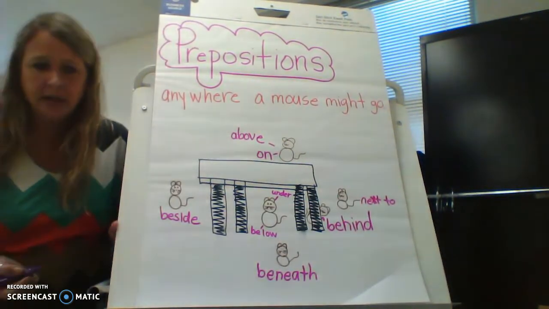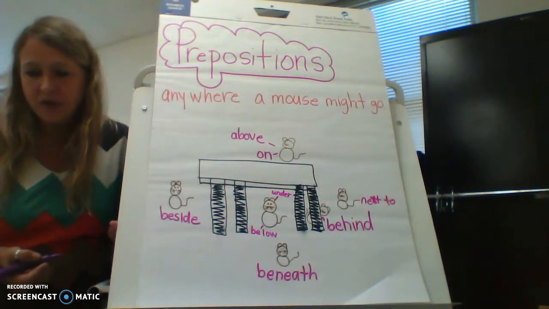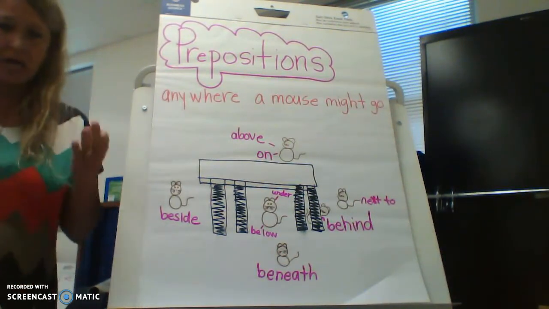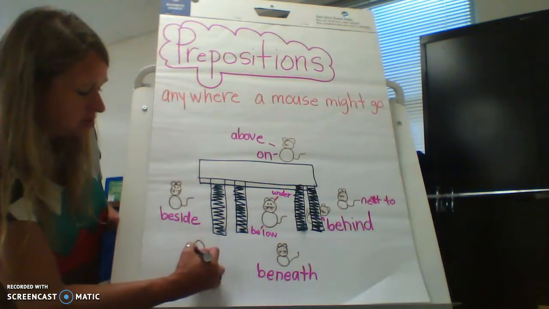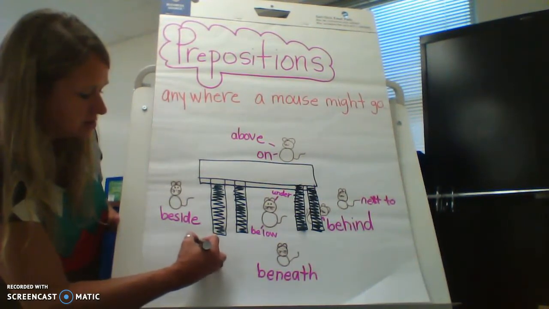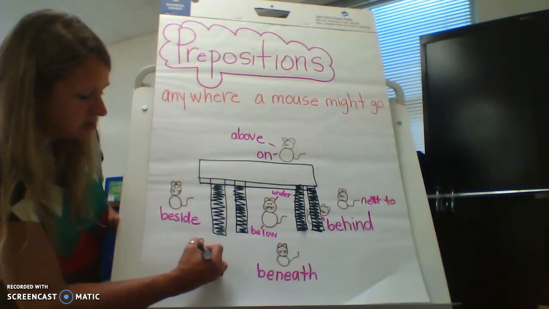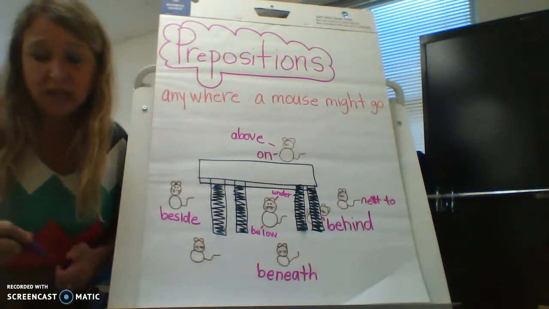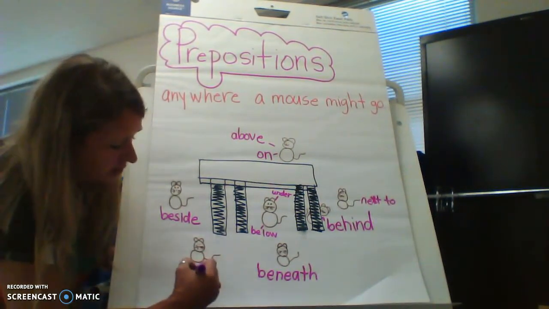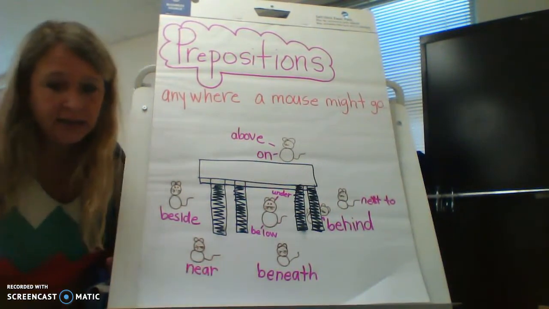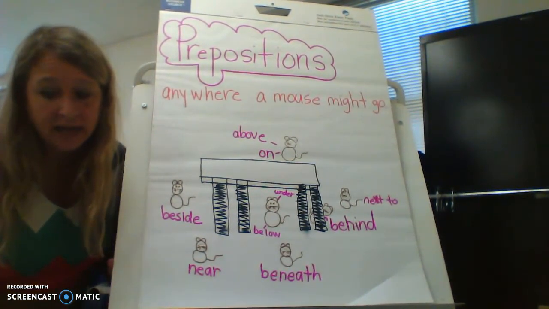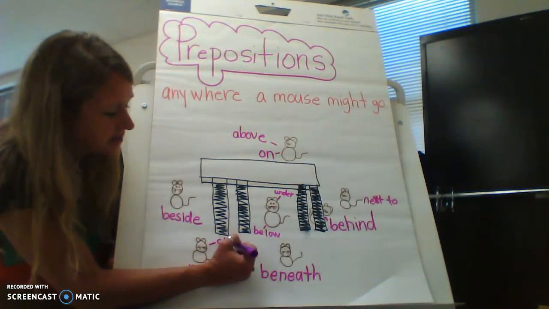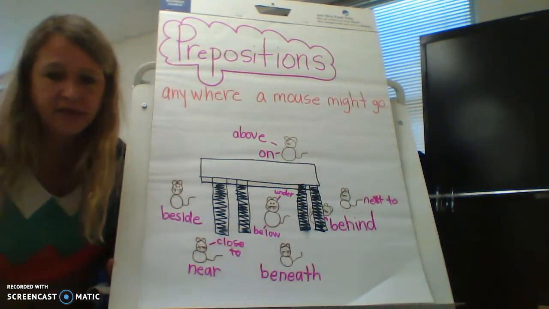The X got a little wonky. All right, so then let's draw another mouse that's kind of beside, kind of next to. This little guy happens to be near the table. Near the table. Okay, another word for near is close to. He is close to the table.